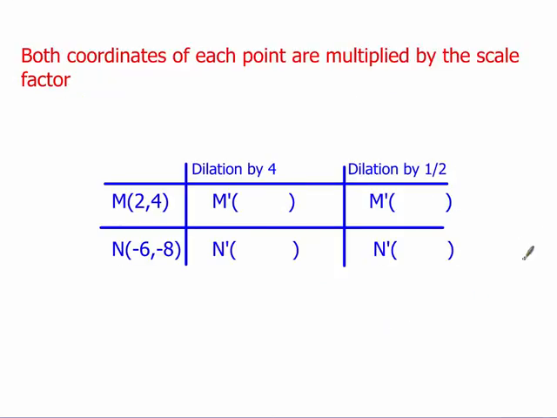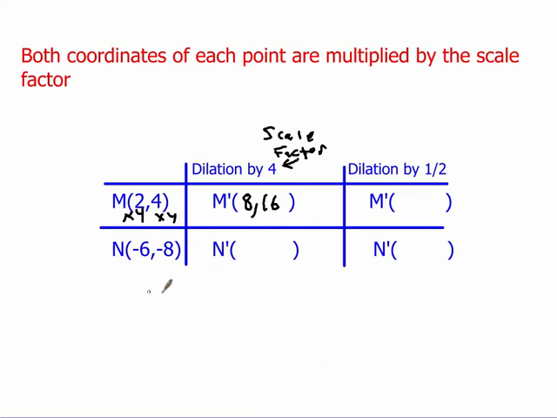So let's take a look at an example of that. It says both coordinates of each point are multiplied by the scale factor, which means if I look here, I'm going to take both numbers here, and multiply them by my scale factor. In this case, I'm going to dilate by 4, my scale factor. So all I do to dilate this shape by 4 is take 2 times 4, which hopefully you know is 8, and 4 times 4, which hopefully you know is 16, just like that.